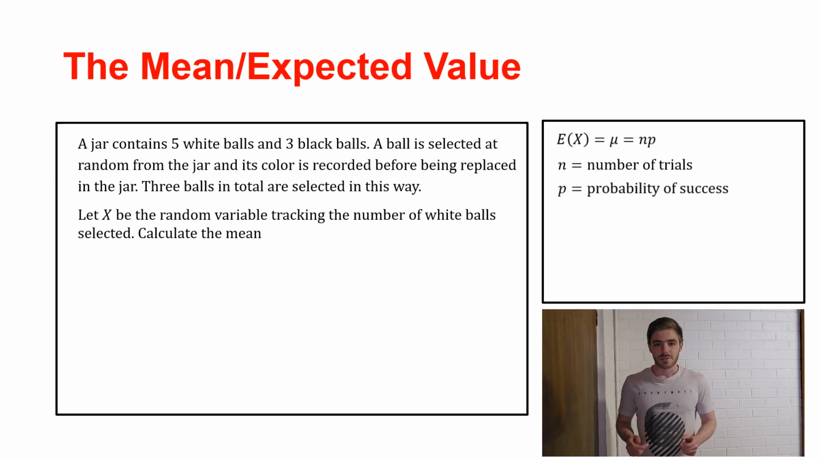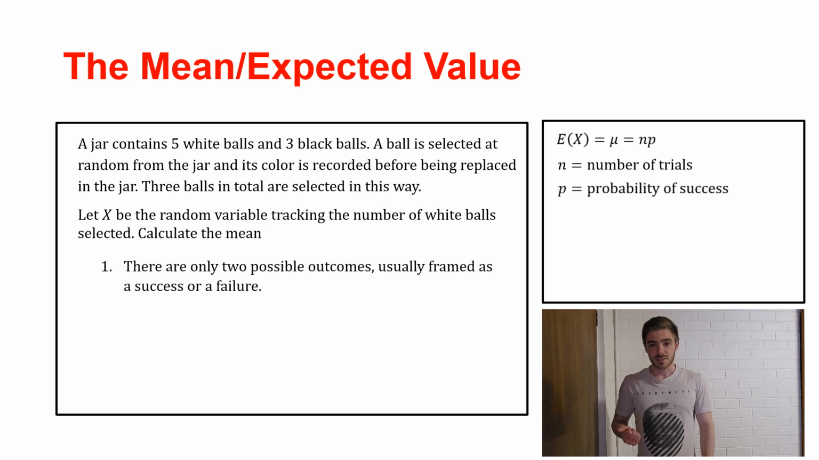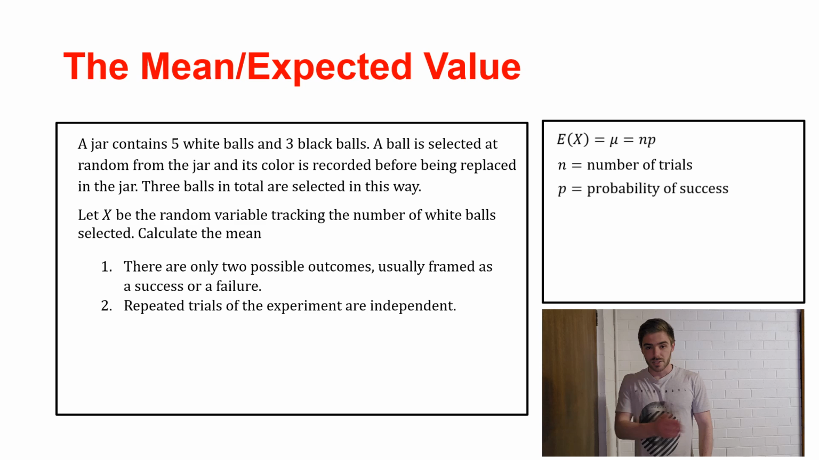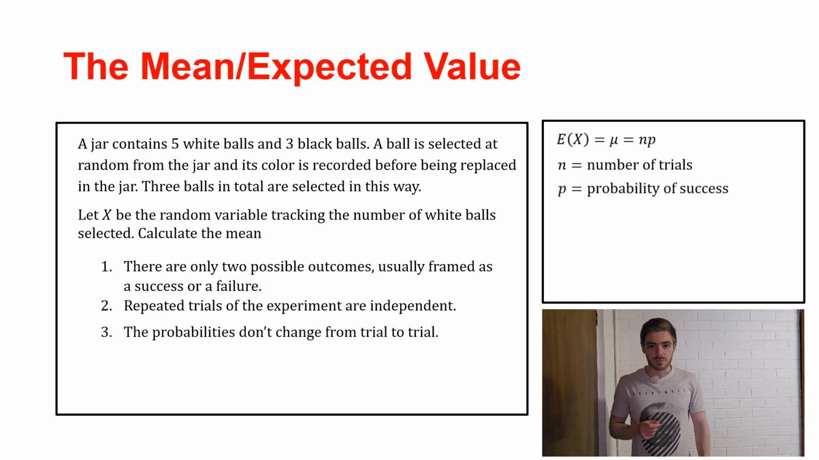So, here's an example. There are 5 white and 3 black balls in a jar. We are just going to select one from the jar, note its color, put it back. And we're going to repeat that 3 times. This is an example of a binomial distribution because it meets the 3 criteria of a binomial distribution. Firstly is that there's 2 outcomes. You either get a white ball or a black ball. Second is that each trial is independent. This is because the experiment is effectively reset every single trial because we're putting the ball back. And lastly is that the probabilities don't change from trial to trial. Again, this is because we're putting the ball back.